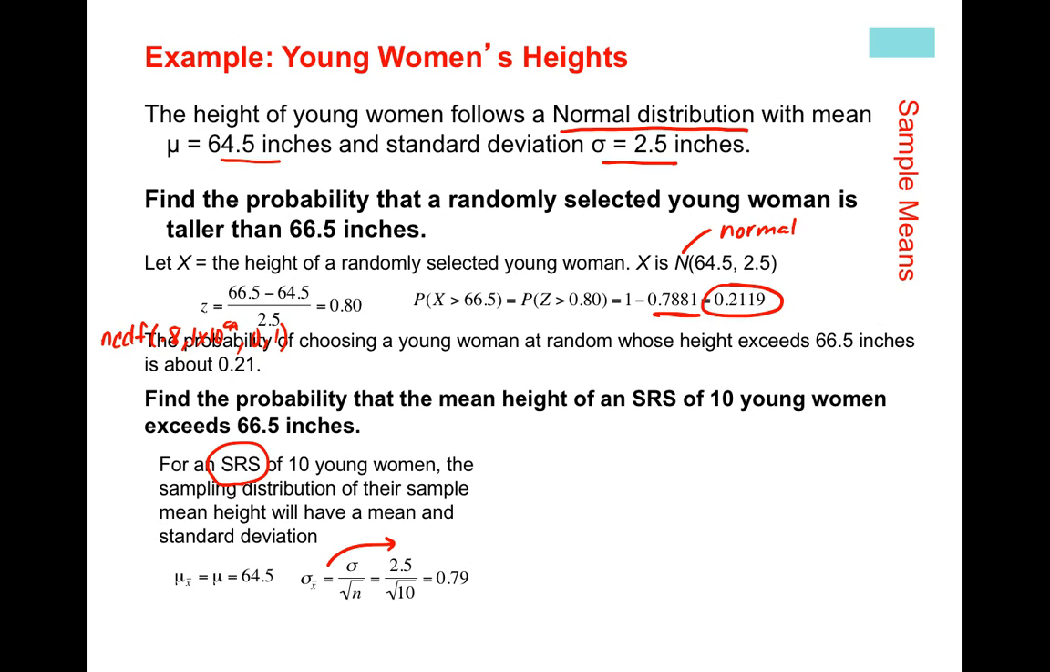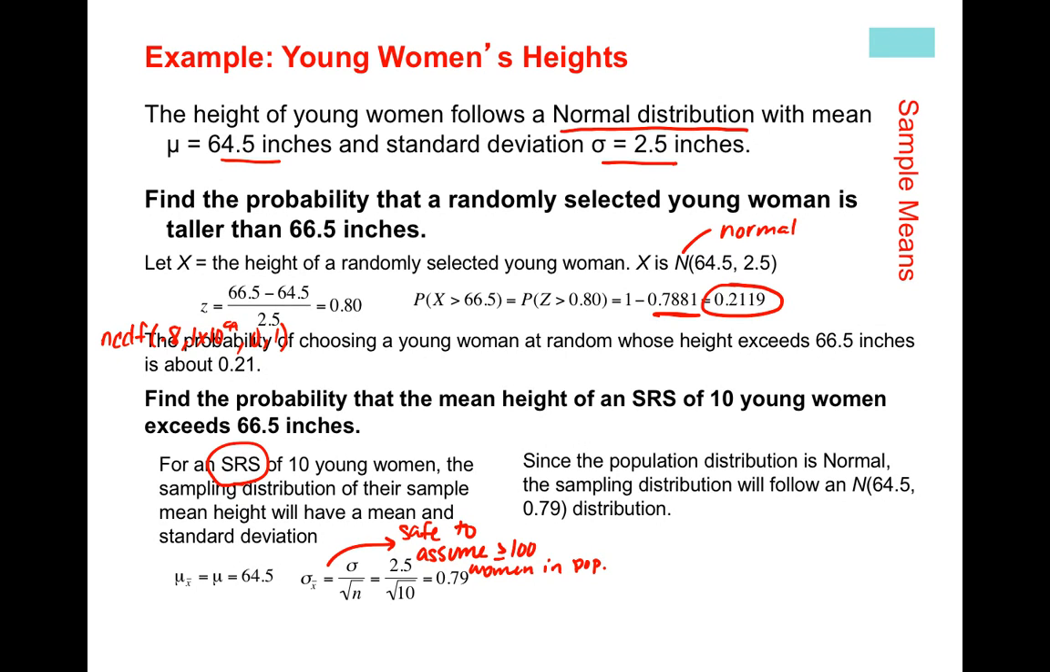We do need to check that 10% condition here because we're sampling without replacement. So we would say something like, it's safe to assume that there's at least 100 women in the population. So that's our second condition that we need to verify. The third condition that we need to verify is just that normality condition. So we would just say something like, since the population distribution is normal, that was given, that means the sampling distribution is also going to be normal. Mean and standard deviation for that sampling distribution is our mu sub x bar and sigma sub x bar.